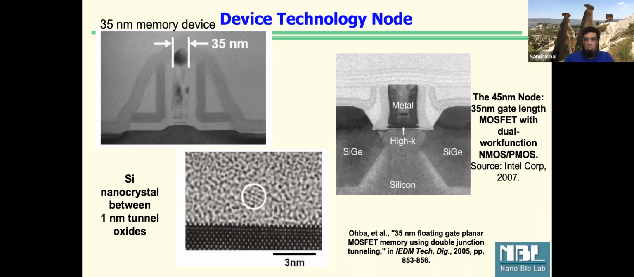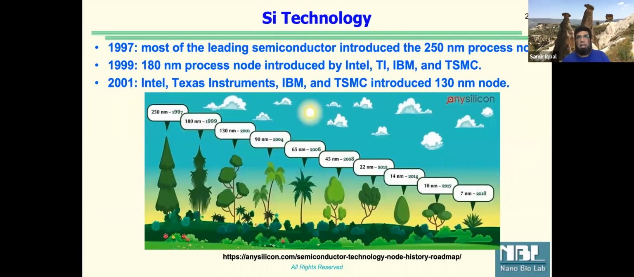I'll go back to the definition, but before that, I want to share what it means to be a technology node. It means the size in nanometers, how small we are making chips at that specific time. So we started in 97, making things mostly at 250 nanometer size. In 1999, we were making things at 180 nanometers. So in 99, we hit the 180 nanometer technology node.